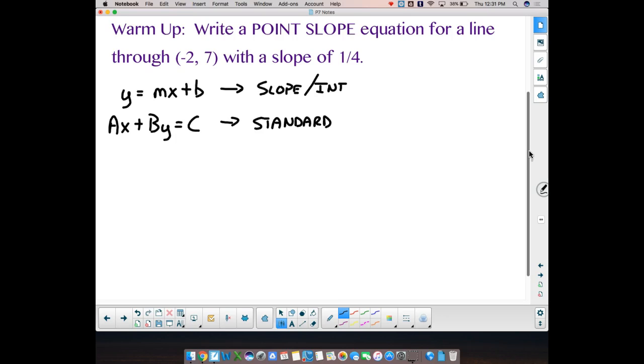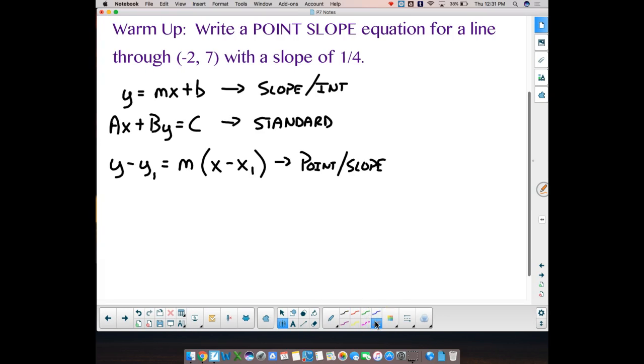Does anybody remember point-slope form? Close, very close. y minus y sub 1 equals m times the quantity x minus x sub 1. That is point-slope form. So if I want the point-slope form of the equation of the line through that point with that slope, it's going to be what?